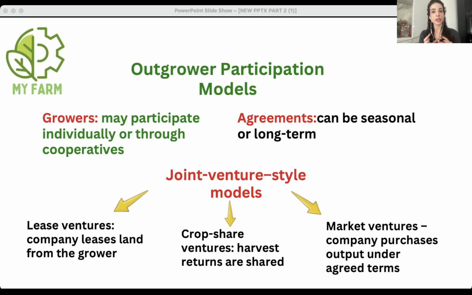Growers can participate as individuals or as part of a cooperative, and the arrangement may be long-term or seasonal and can be structured around privately owned or communal land. In some regions, especially in Australia and New Zealand, outgrower models resemble joint ventures with three main types. The first one is lease joint ventures. Here the company leases land from the grower. The second one is crop share ventures. Here the grower and company share harvest returns. And the third one is market joint ventures. Here the company buys products under agreed terms.